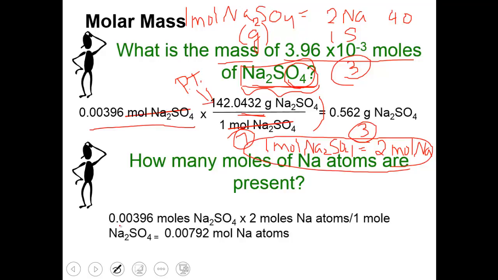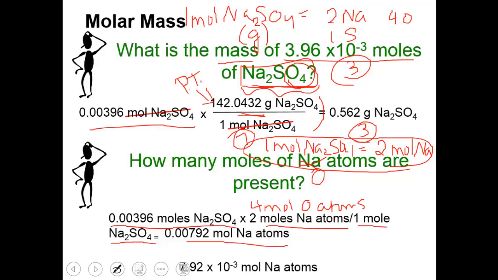And so if we have this many moles of sodium sulfate, for every 1 mole of sodium sulfate, there are 2 moles of sodium atoms. And this is how many moles of sodium atoms we would end up with then, 3 sig figs. So if it would have asked for oxygen atoms, we would have put in here instead 4 moles of O atoms for every 1 mole of sodium sulfate. So it's kind of cool.